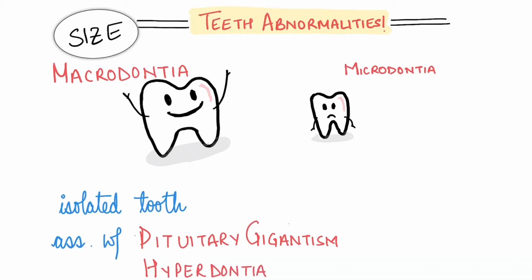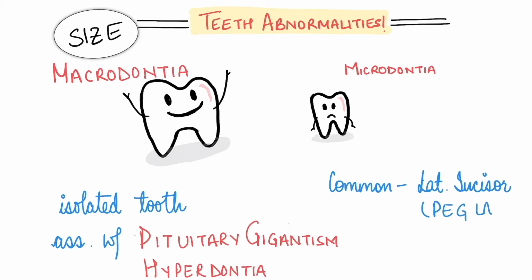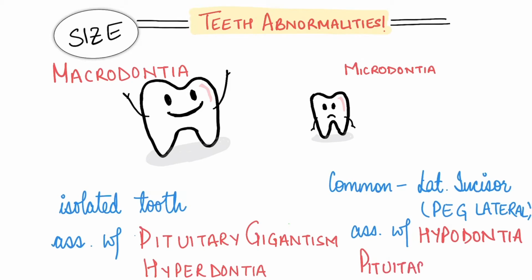So let's talk about microdontia. Microdontia is unusually small tooth, and it is also associated with hypodontia or pituitary dwarfism. The most commonly affected by microdontia is lateral incisor, maxillary lateral incisor, and the term coined is peg lateral incisor. It is a peg-shaped lateral incisor, so also called as peg lateral.